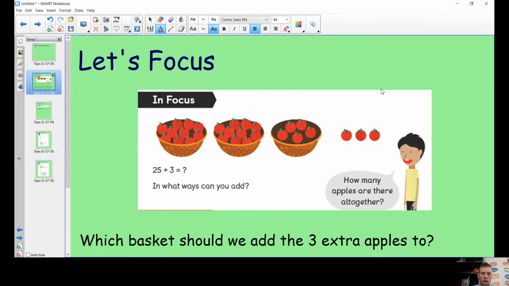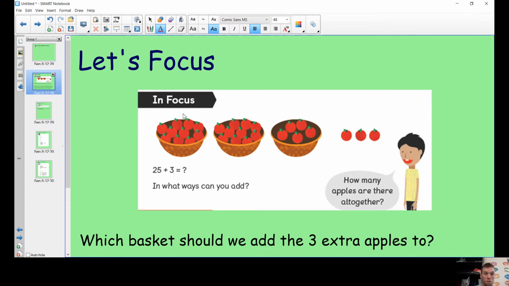Okay, so you may remember this in focus task. The question is, how many apples are there all together? Now we have some baskets of apples. And if I count them, 1, 2, 3, 4, 5, 6, 7, 8, 9, 10 in this basket, I can see this basket is the same. So there's 10 here, 10 here. This basket only has 1, 2, 3, 4, 5, and there are 3 apples over here.